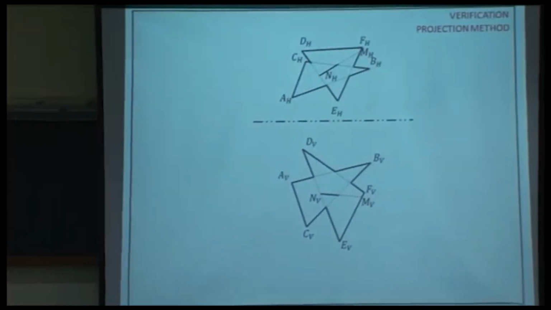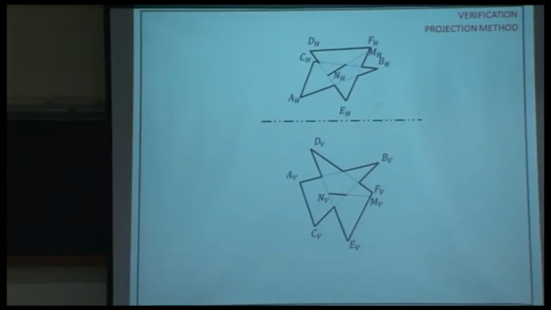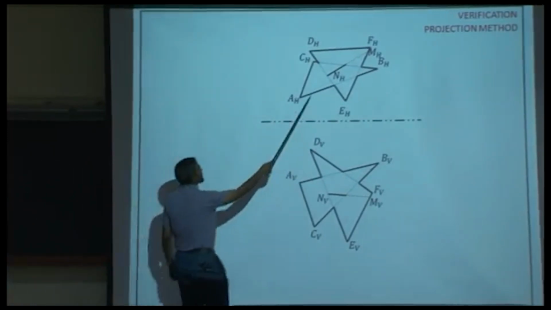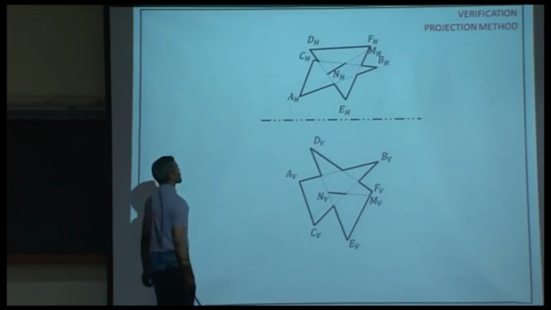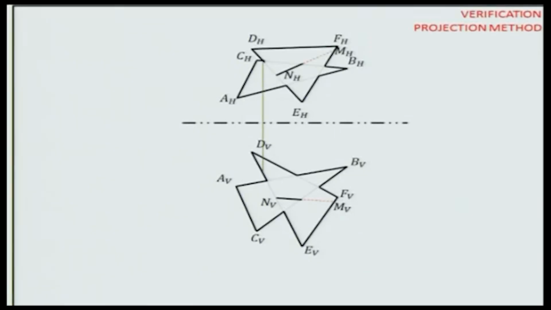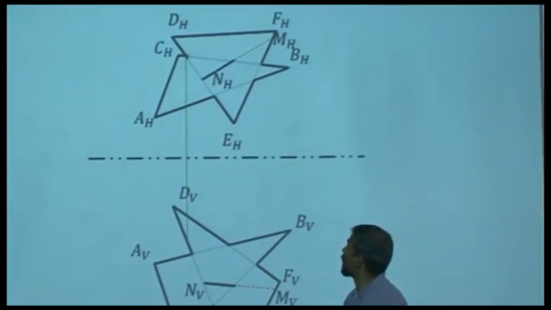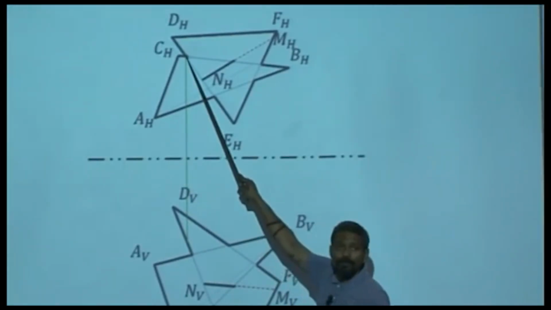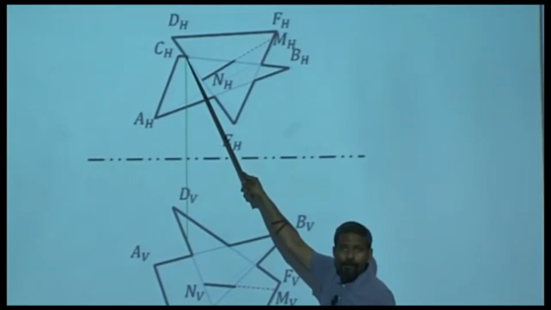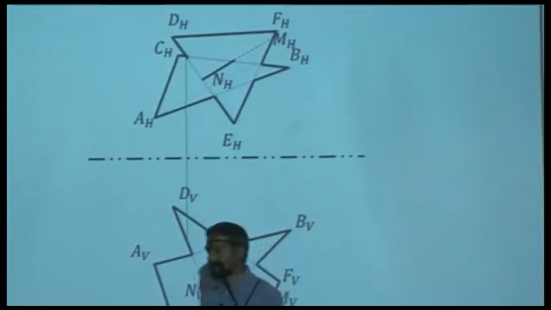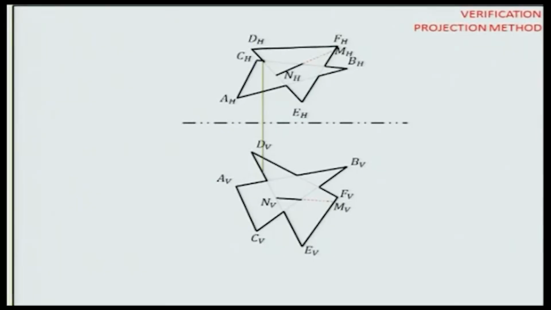Now, look at this point, for example. Drop a vertical. What would this point represent? Is it a common point between 2 edges? No. The edges may be intersecting at that point, may not be intersecting at that point.